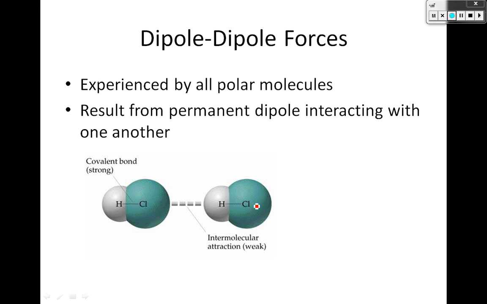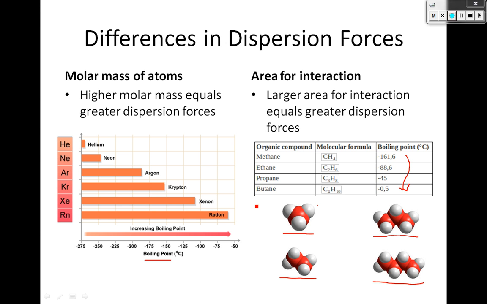So the next one we're going to look at are dipole-dipole forces. So these are experienced by all polar molecules. And what they result from is a permanent dipole interacting with another permanent dipole. So unlike before, the examples I gave you before, if we go back a page, none of these experience permanent dipoles, right?